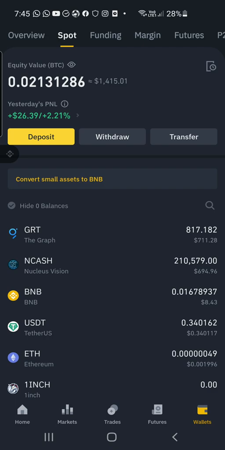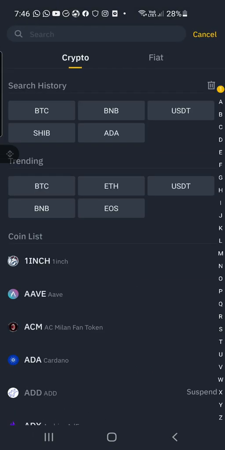Now, you know how to look at your money, to see where your money is and how many coins you have. How to deposit money. Since I'm in Russia, I'm just going to show how to do it in Russia, but it's the same way everywhere else.